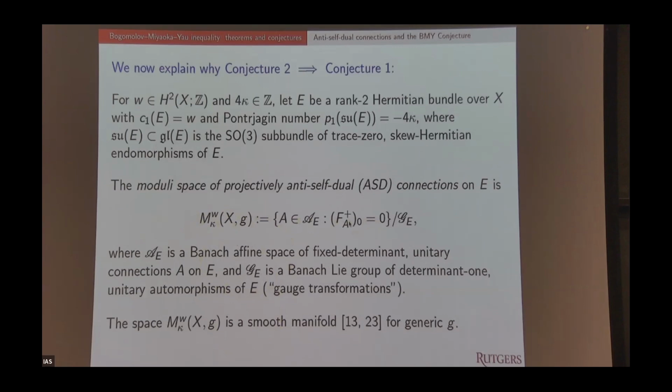And this is due to an early result of Karen. This is a smooth manifold with certain conditions, provided, for example, the Riemannian metric is generic. That's not essential for our program, but it makes at least the initial idea easier to explain. And in particular, it's finite dimensional.